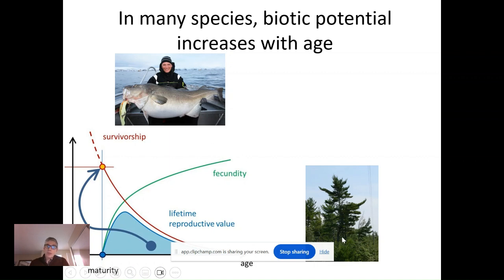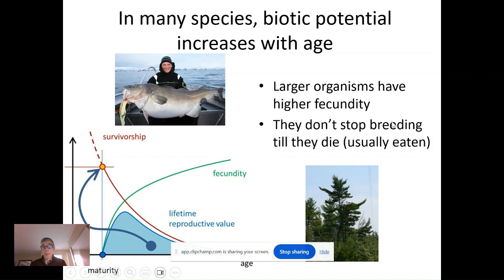Likewise, trees. Trees carry on growing. The bigger the tree, the more offspring it makes. The older the tree, the more offspring it makes. And so for most organisms, the older they are, the greater their reproductive potential. And that ideally means you want to have lots of old individuals for population growth. That's not what we think for humans, right?